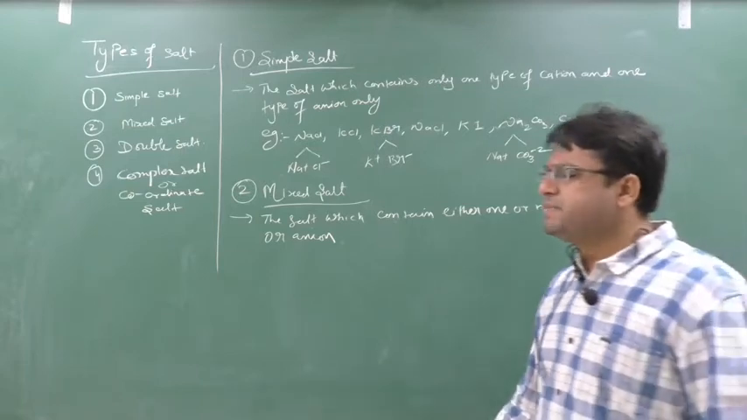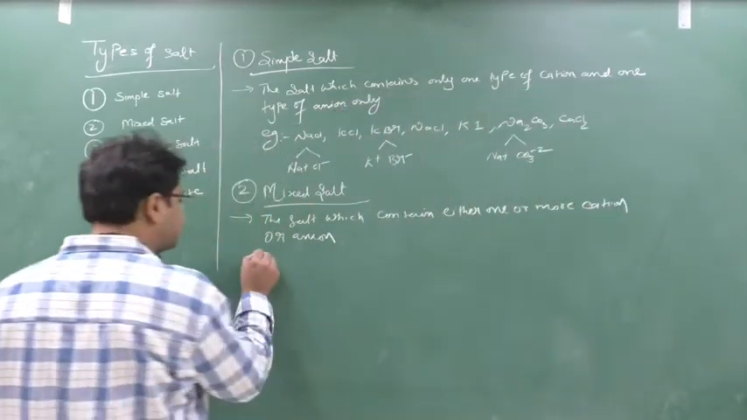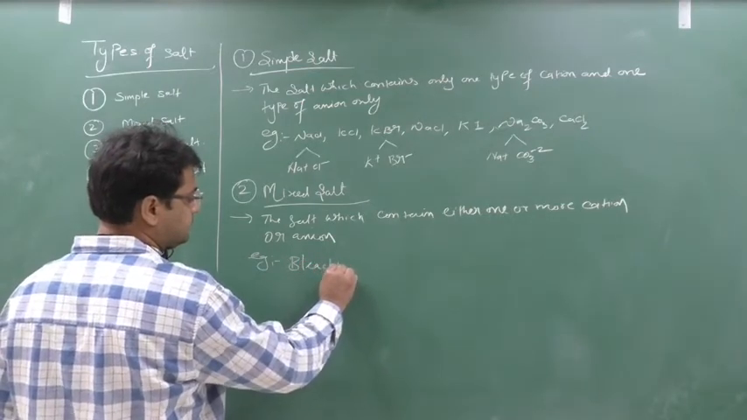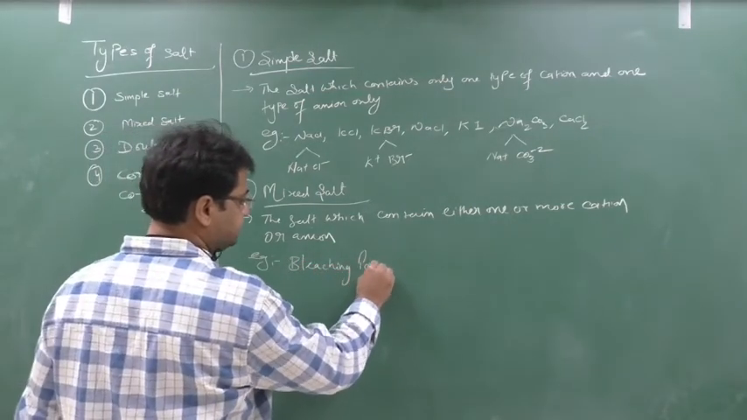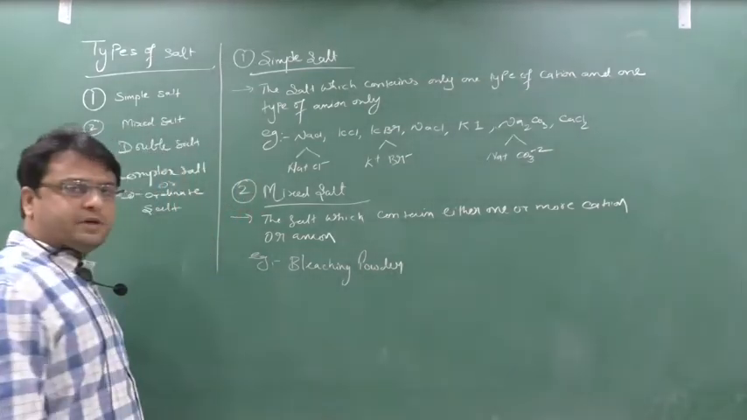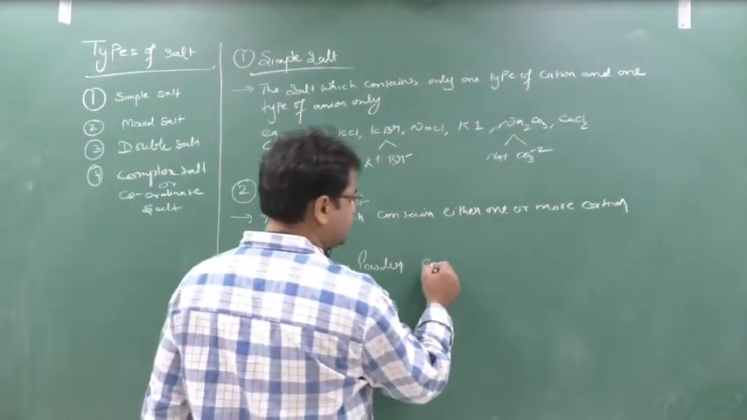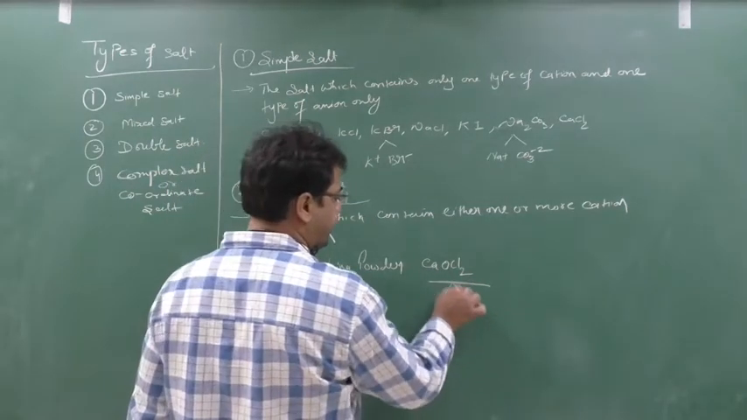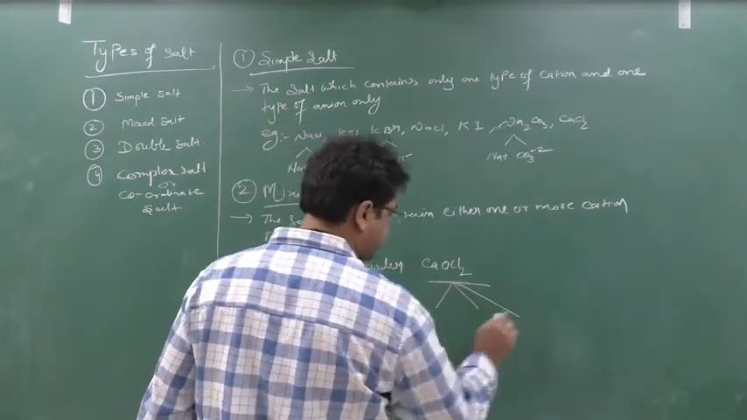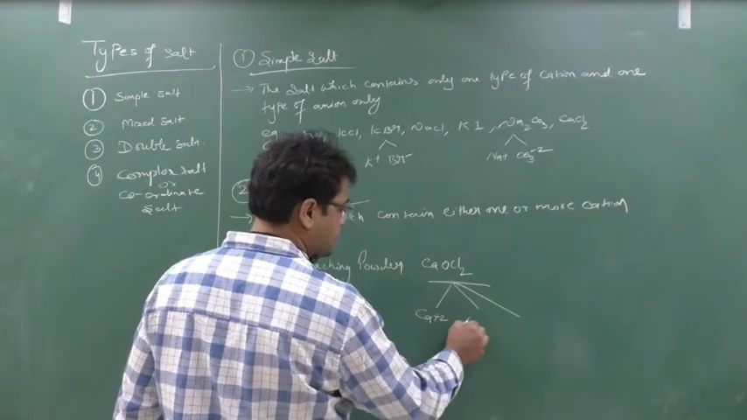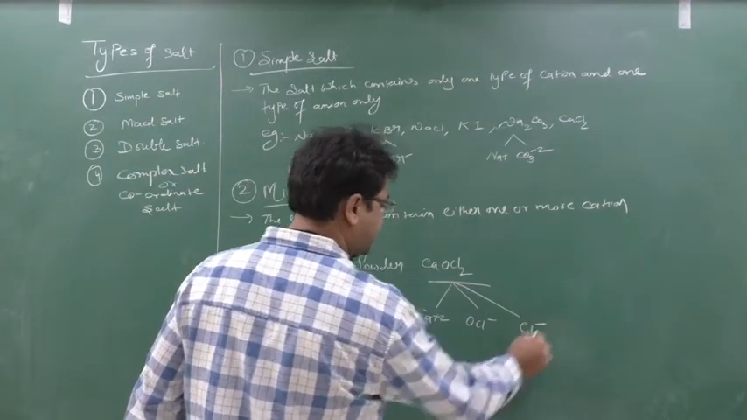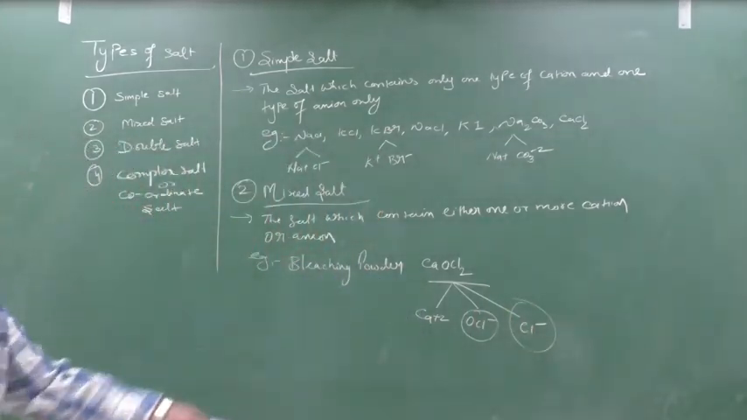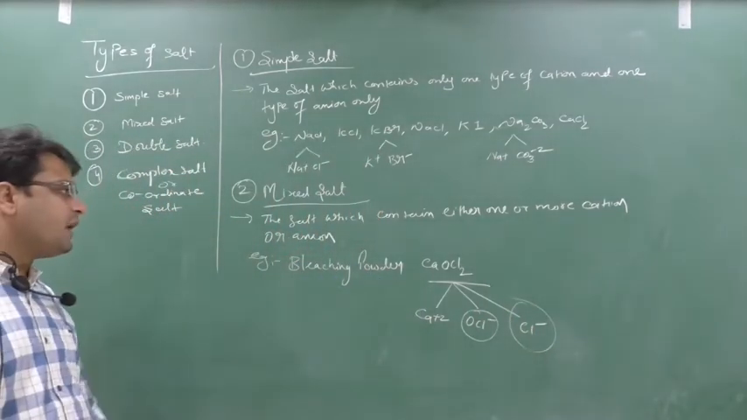The best example of mixed salt I can give you is bleaching powder. Bleaching powder means CaOCl2. Now see here, when you dissolve it, it will form three kinds of ions: Ca plus 2, OCl minus and Cl minus. Here there are two anions and one cation. So this is an example of a mixed salt.